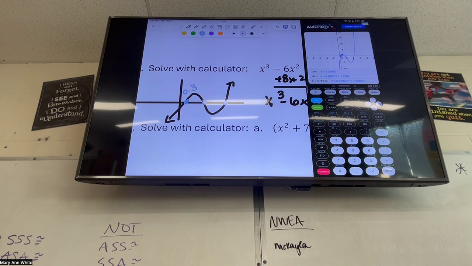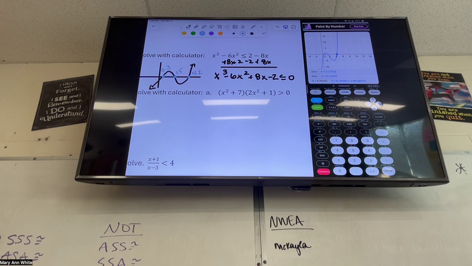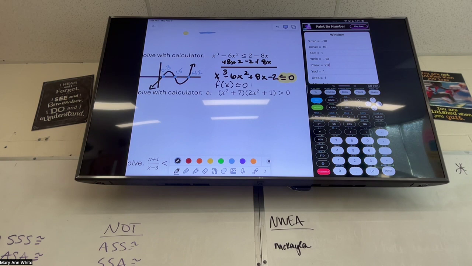So my first one is 0.3. My second one is 1.5. Then my third one is 4.2. What interval do I care about here? What does the problem tell me I want? Less than or equal to zero. So I'm going to write f of x less than or equal to zero, and it's those couple intervals. It's right here, and it's right there. Negative infinity to 0.3.